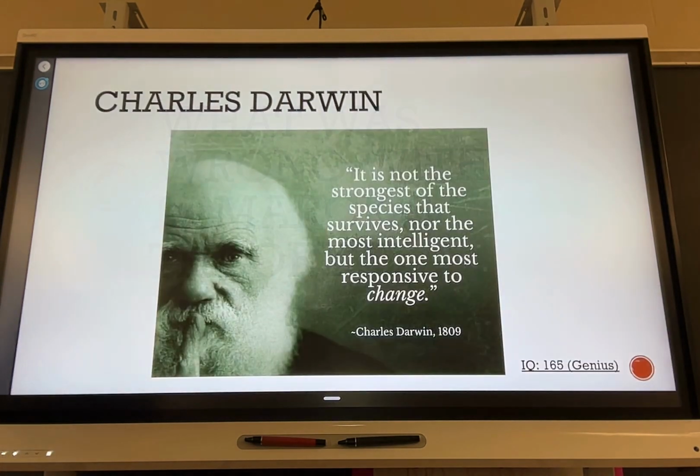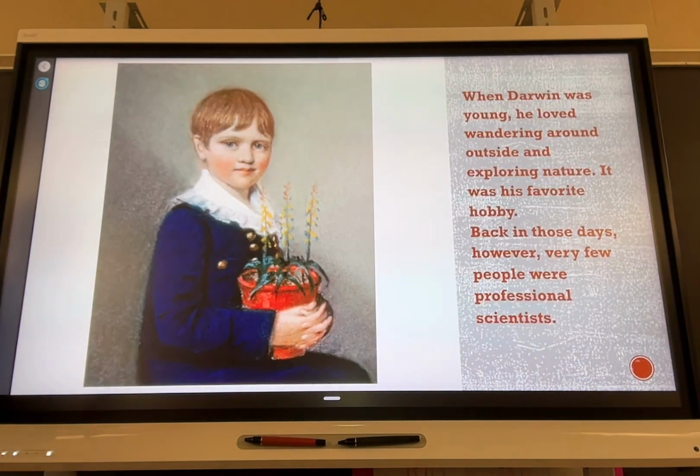So this is where Charles Darwin came in. So his theory, or this comment, as this comment says, it's not the strongest species that survives nor the most intelligent. It's the one that is most responsive to change. So just a little bit of background on Darwin. Darwin was a very nature-loving boy. He loved to get outside. He liked to play with plants. He liked to play with insects. He liked to just look at everything in nature.